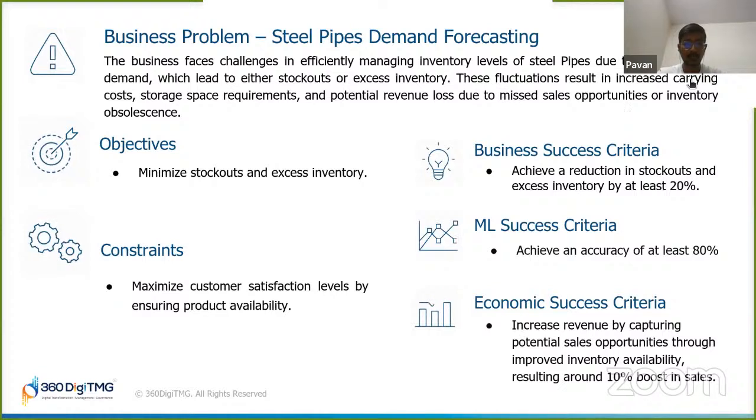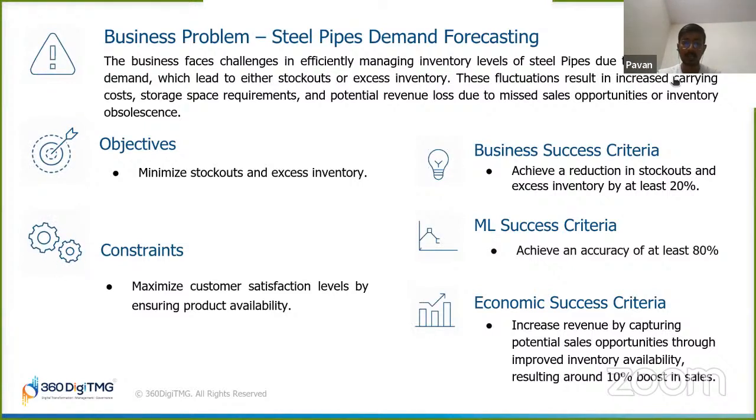First of all, to begin with, let's talk about the business problem. Nowadays, the steel pipes industry faces significant challenges in efficiently managing inventory levels. Demand for steel pipe fluctuates due to various factors such as market trends, construction projects, and seasonal variations. These fluctuations often lead to two major issues. One is stockouts, and another one is excess inventory.